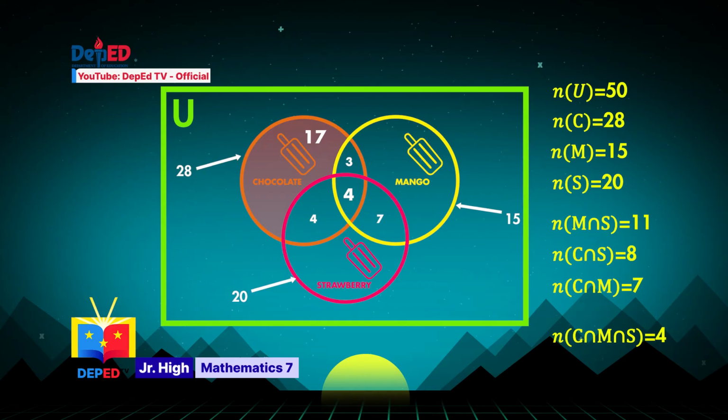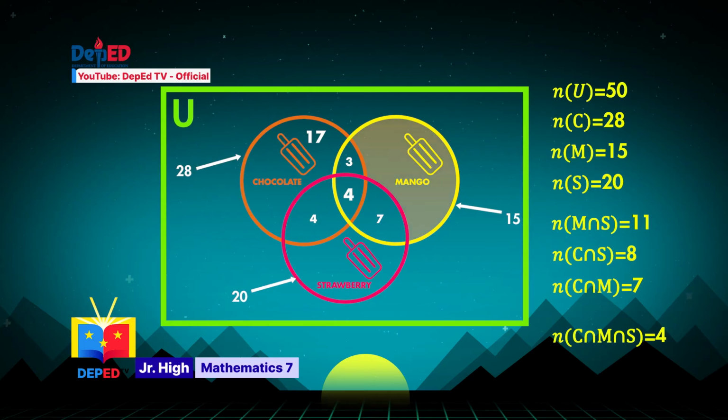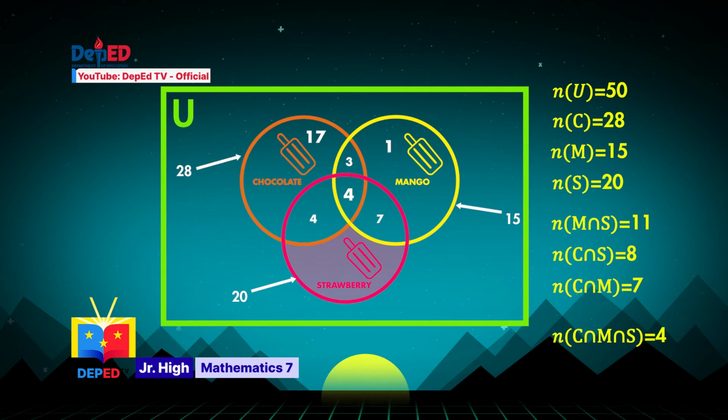And this will give us the number 17. Since there are 11 people who also like other flavors. Now, to find the number of people who answered they like mango only, we need to get the difference between 15 and 14, which is equal to 1. And lastly, for the last region representing those who like strawberry only, we subtract 15 from 20, since there are 15 people who like other flavors too. This means its cardinality is 5.